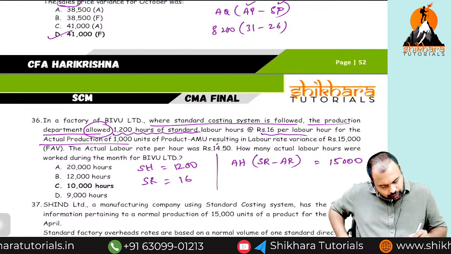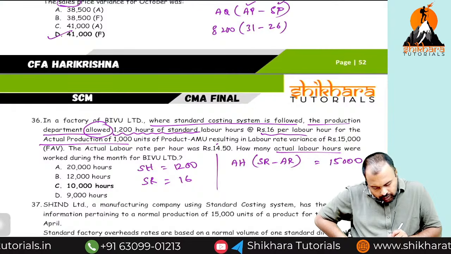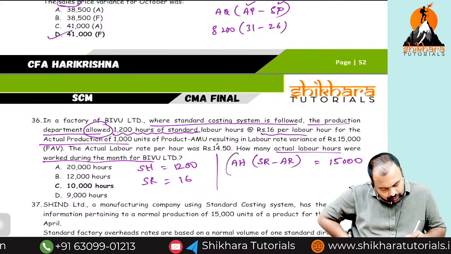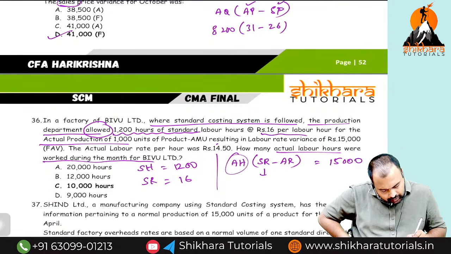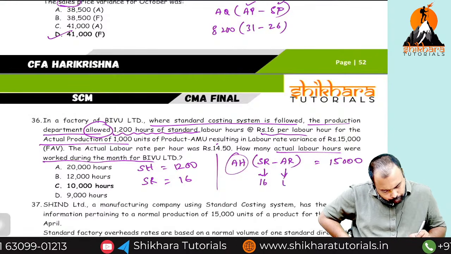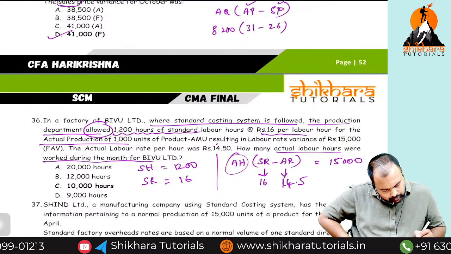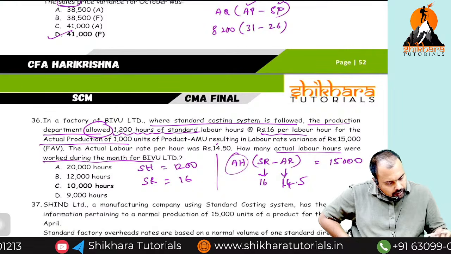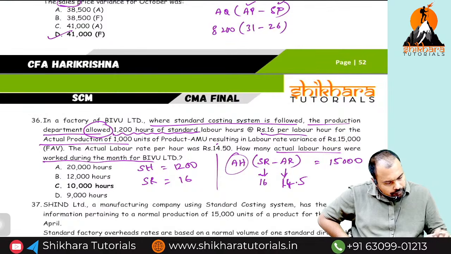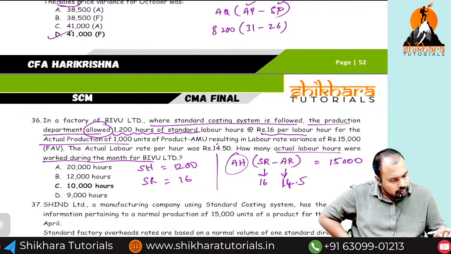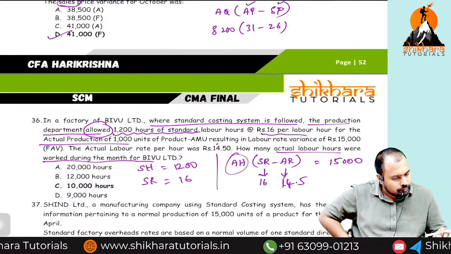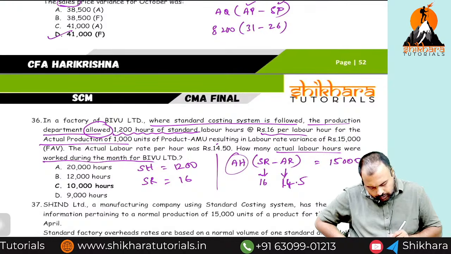Understood? They're asking us to find out how many actual hours were worked during the month. So AH is the missing figure. Standard rate is 16 and actual rate is 14.5. So 16 minus 14.5 is 1.5. 15,000 divided by 1.5 is 10,000.